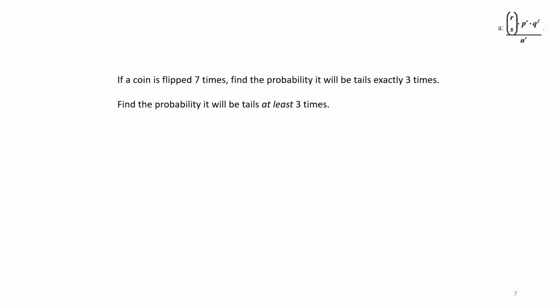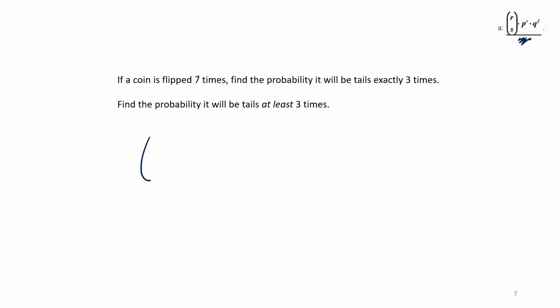So let's do some problems. If a coin is flipped 7 times, find the probability it will be tails exactly 3 times. So I'll do this with the equation, which again, we kind of ignore this. And then I will show you the easy way to do it, because things like this, probability it will be tails at least 3 times, take you literally 20 minutes to do with this. You can, but it's hard. So let's do it with the equation first.